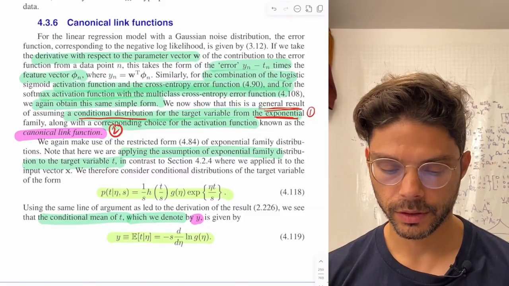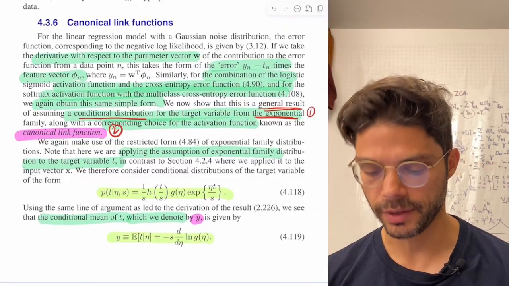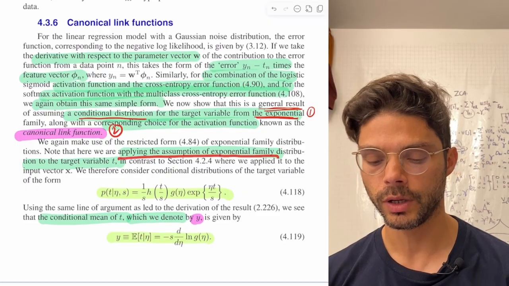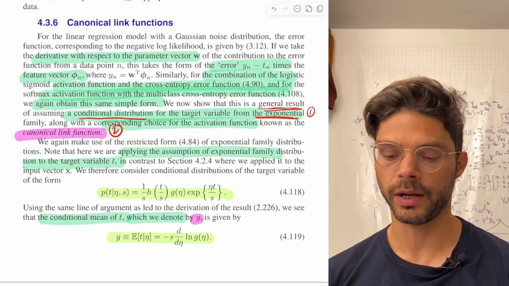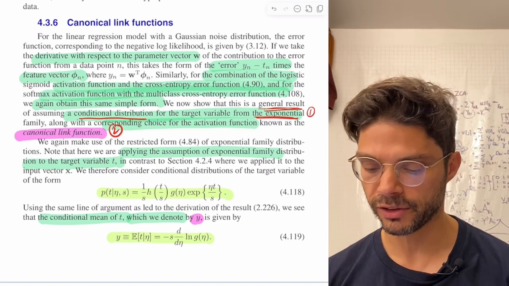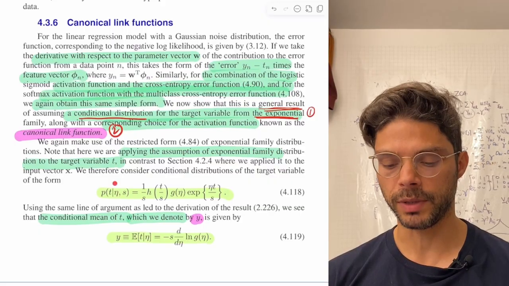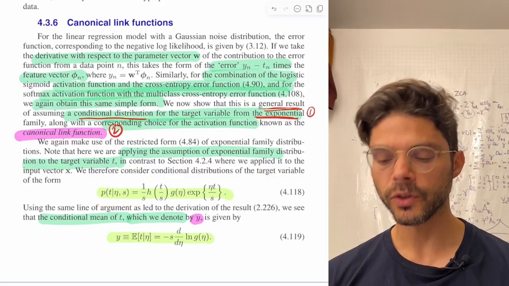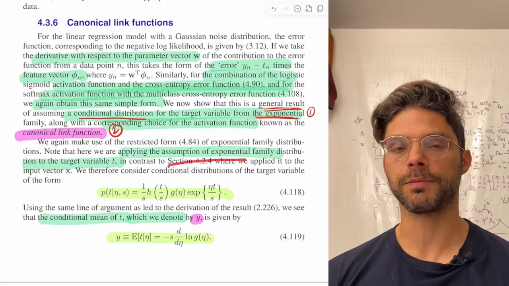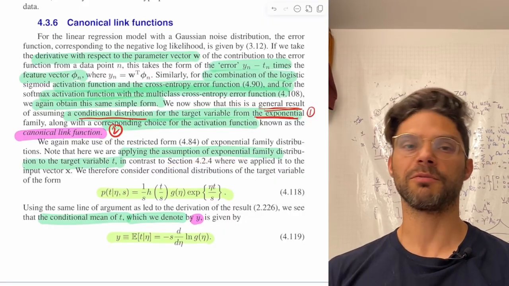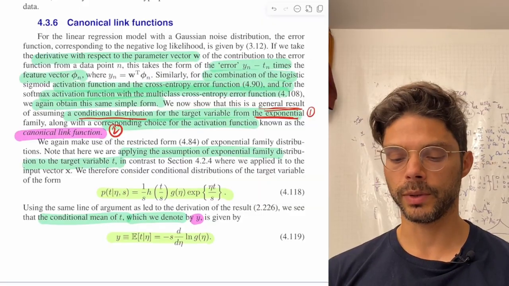We again make use of the restricted form of the exponential family, and note that we're applying the assumption of the exponential family distribution to the target variable. Previously we've done it for the input vector, so here we're just describing the target. Before we talk about it, why would this be a natural thing to do? Remember that we can motivate the exponential family as coming from maximum entropy distributions when you have specific constraints. And so that's quite natural.